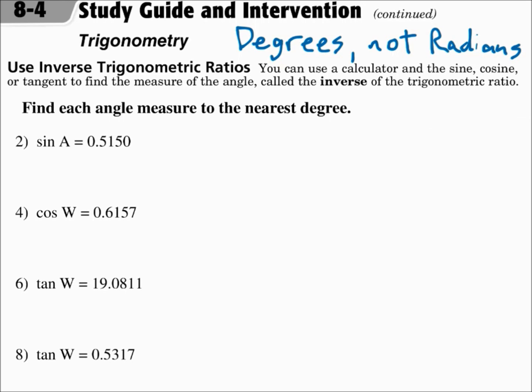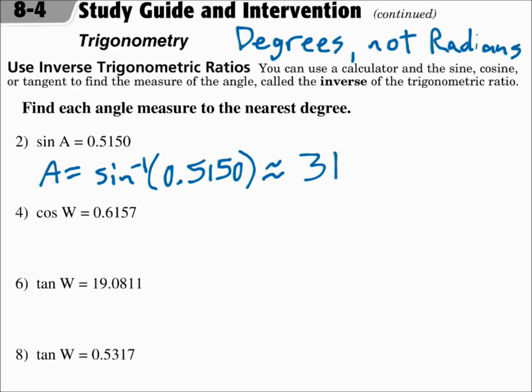The opposite operation of sine is arc sine. So I need to take the arc sine. That is sine with the -1 on it. To get to that, push the second button and then the sine button, which has sine -1 above it. That's the arc sine. And I'll take that of 0.5150. When I punch that in, A is approximately 31 degrees.